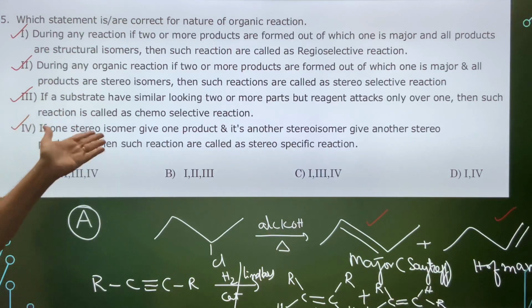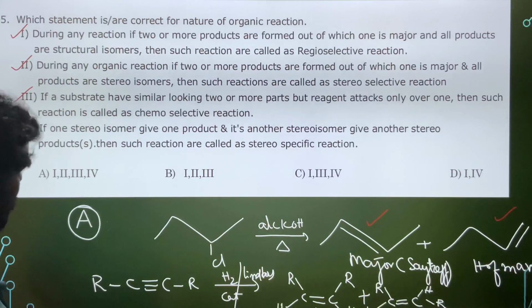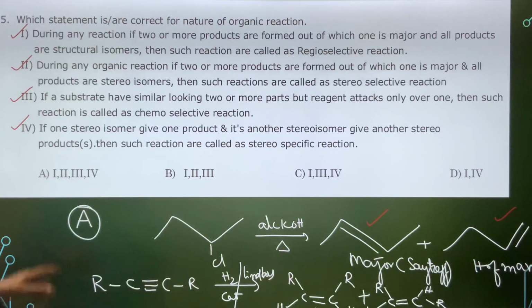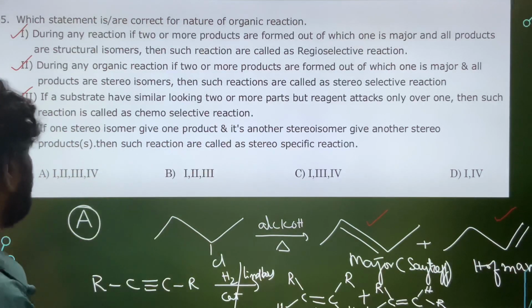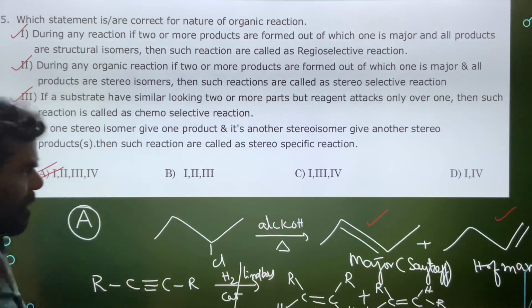I will tell you, if two functional groups are present and only one is reduced, the other is not reduced, that is called chemoselectivity. They all four are correct here. That is, A is the correct option for this.